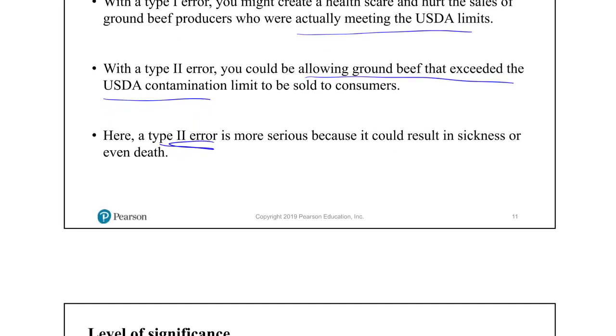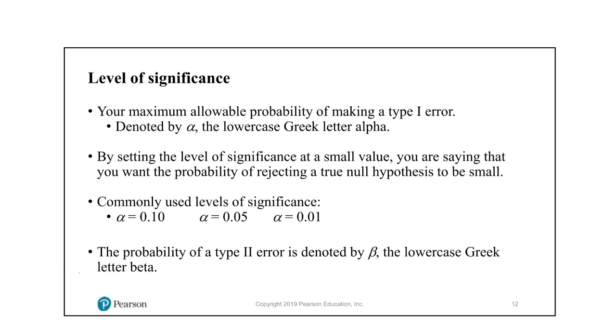So with this in mind, that there are going to be errors, we often set some level of significance that tries to quantify our chances of making that error. So that's your maximum allowable probability of making a type 1 error. We're going to focus on the type 1 error and phrase it in terms of that. This will be denoted by alpha, the lowercase Greek letter alpha. So by setting that level of significance at a small value, you're saying you want the probability of rejecting a true null hypothesis to be small.